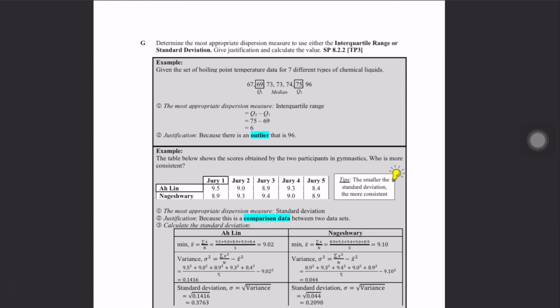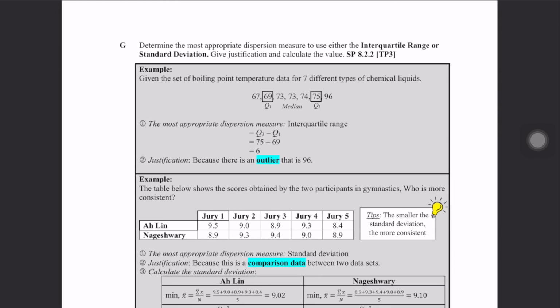Next, let's look at G. Determine the most appropriate dispersion measure to use, either the interquartile range or standard deviation. Then give justification and calculate the value. So this is learning standard 8.2.2. Now let's look at this first example. Given the set of boiling point temperature data for 7 different types of chemical liquid.